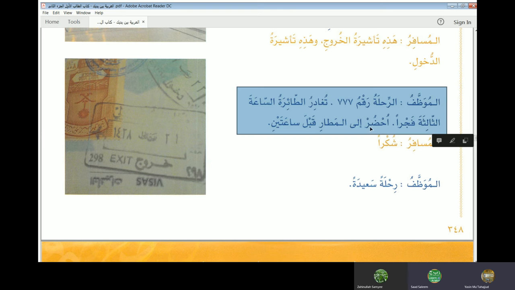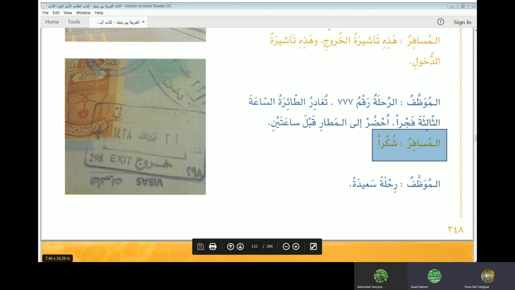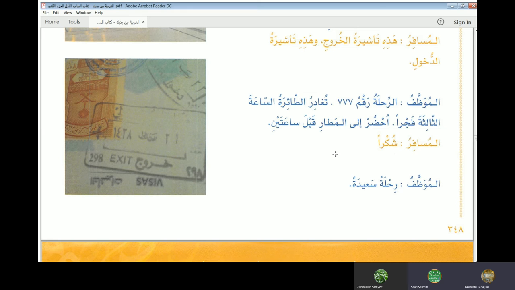Get to the airport 2 hours before the flight. Saatain means 2 hours, so you can say before 2 hours of the flight time. Get to the airport before 2 hours. And then shukran, thank you.